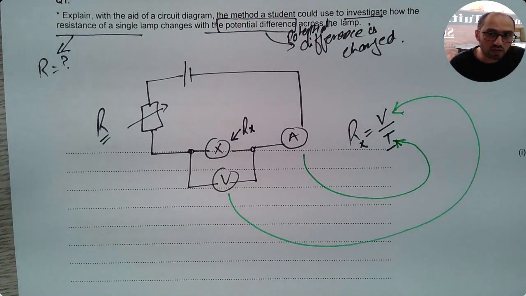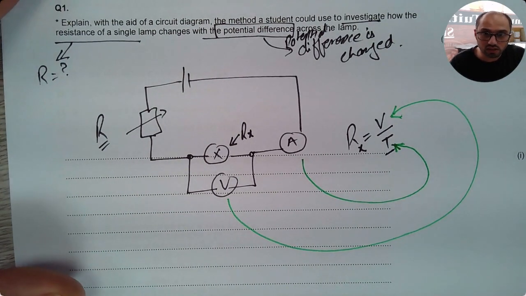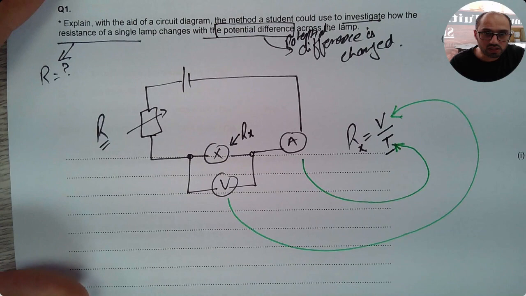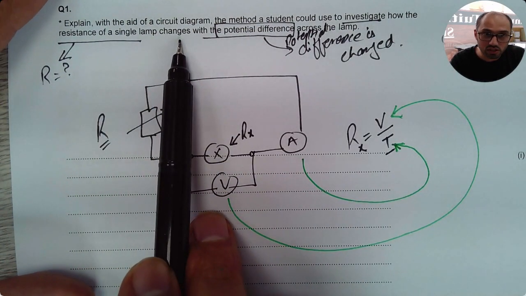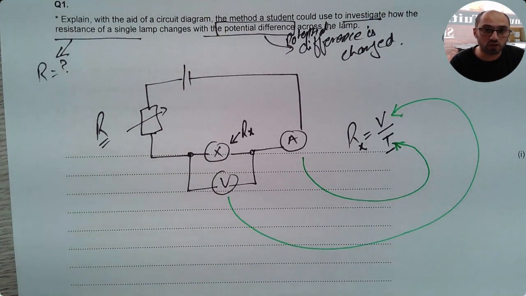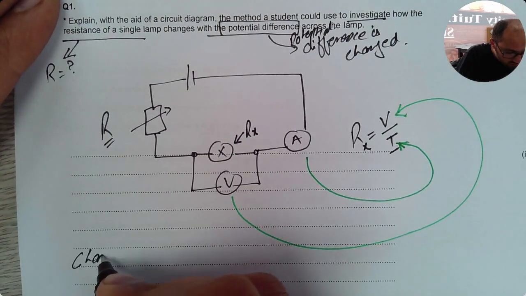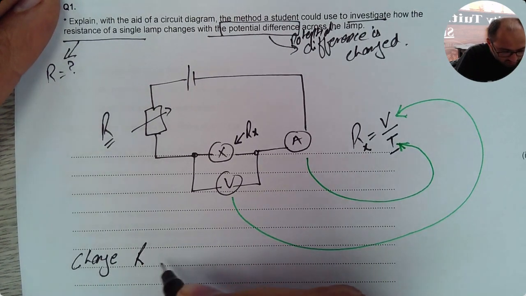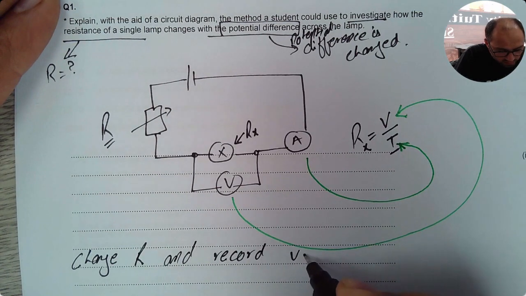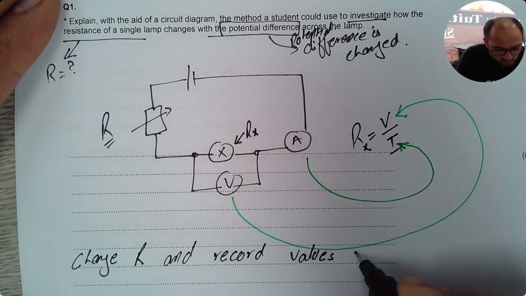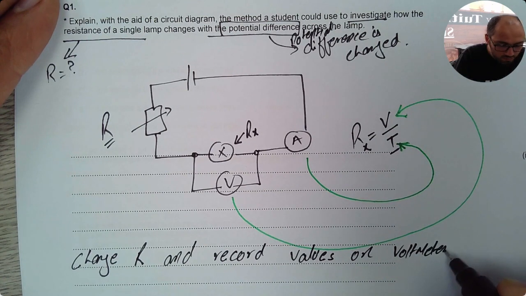But the question is not asking us how can we work out the value of R. The question says you have to investigate how resistance of a single lamp changes. So we have to collect data for a number of readings. So in this case, I'm going to say you'll have to change R and record the value on the voltmeter and ammeter.